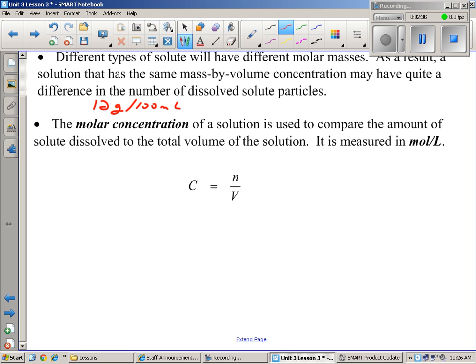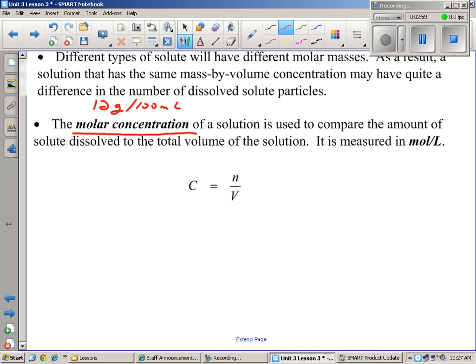So what we're going to look at today is being a little bit more specific. And how do we become more specific? We involve what we call the molar mass. We actually talk about that specific compound and use its molar mass. The molar concentration of a solution is used to compare the amount, which is moles, to the volume that you've dissolved it into.